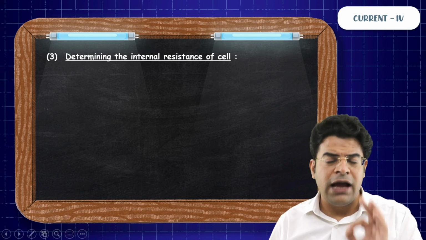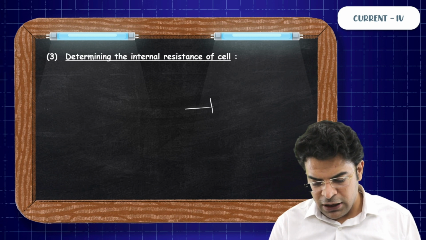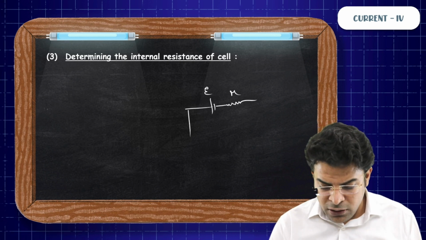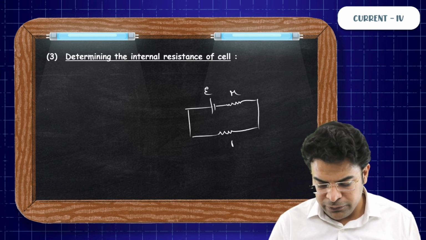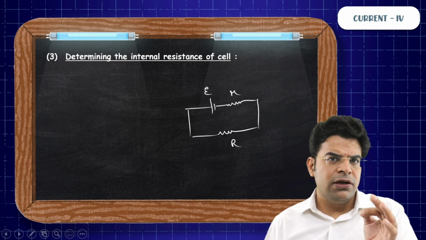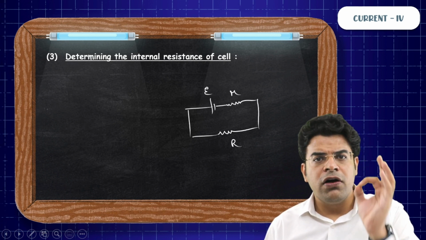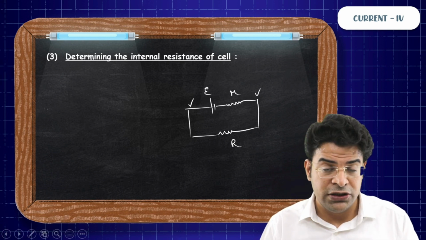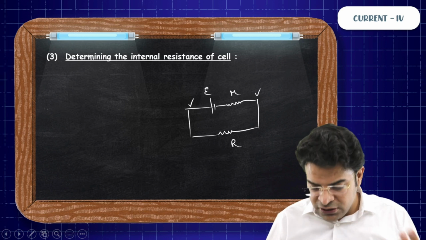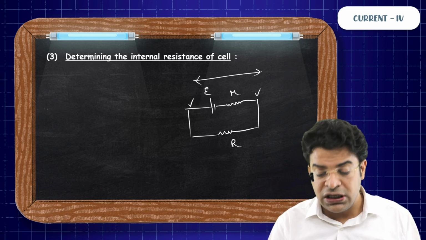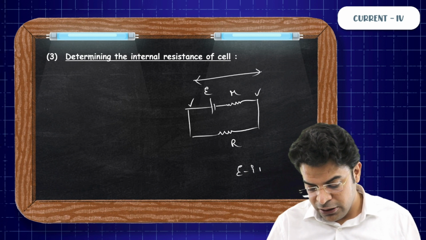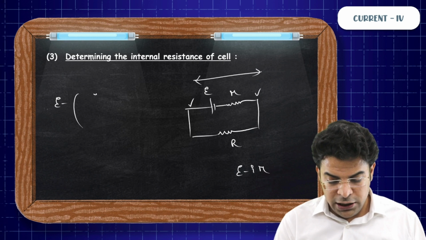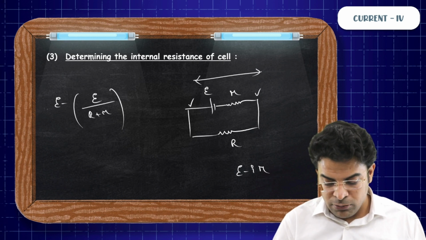Before we do this, I want to ask you a simple question. If you have a cell of, let's say, EMF E, internal resistance r, and you connect it with one more resistance R. My question is, can you tell me in one liner what will be the potential drop across the cell as it discharges? Usually students know that the potential drop across a discharging cell is E minus Ir, and they know that the current in this loop is going to be E upon (R plus r), multiplied by r.